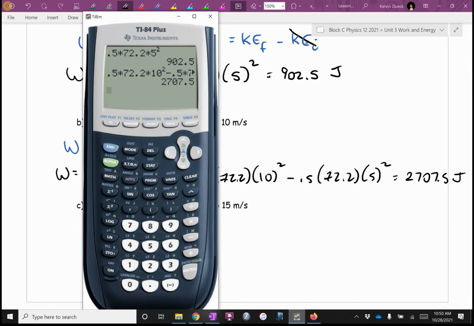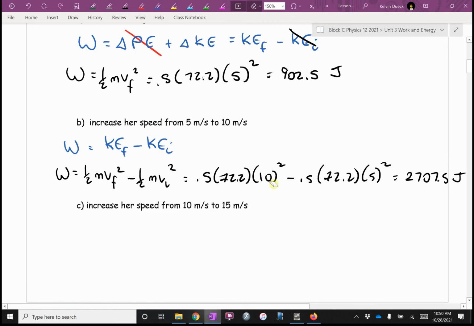How many times more? Well, if I divide 2707.5 by 902.5, 3 times more. Mr. Dewick, I thought twice as fast was 4 times as much, but we didn't start at 0. If we started at 0, it would be 4 times as much. Here's 1 times as much, 3 times as much. There's your 4 times as much from 0.